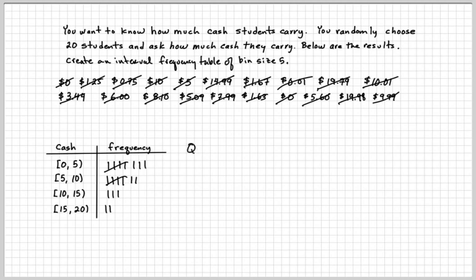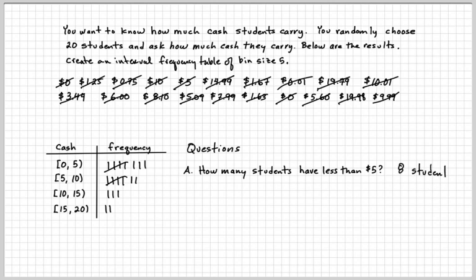Okay, so some questions you can answer now. For example, how many students have less than $5? Yes, you're right. 8 students right here. You can see that there's 8 because here this tells me it's less than $5.